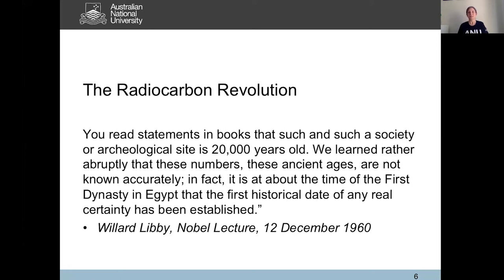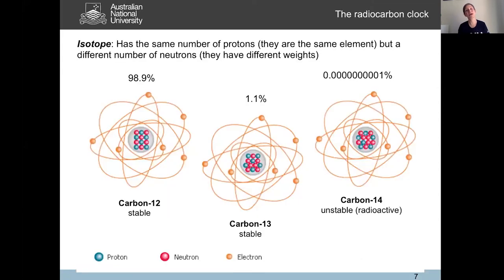And this is now widely known as the radiocarbon revolution within the fields of archaeology and also paleoscience in general. Okay, so how does radiocarbon actually work?